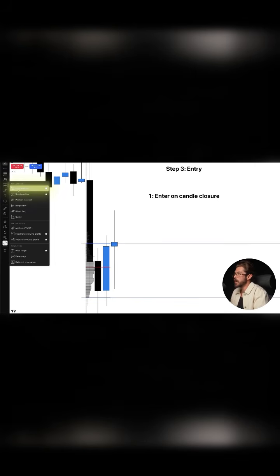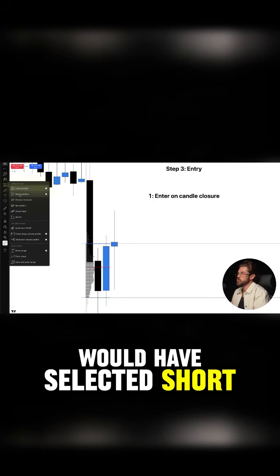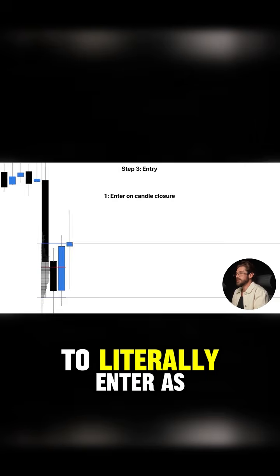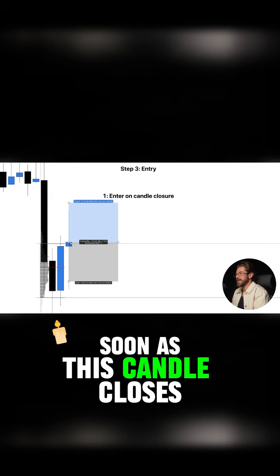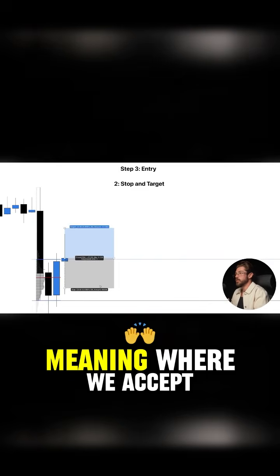open a long position. Had it been a break through the low, we would have been selling and would have selected short. So we're going to select long right here, and then you're going to literally enter as soon as this candle closes.